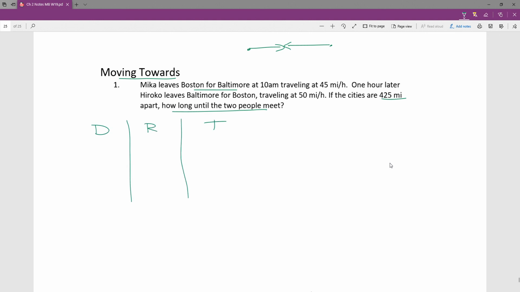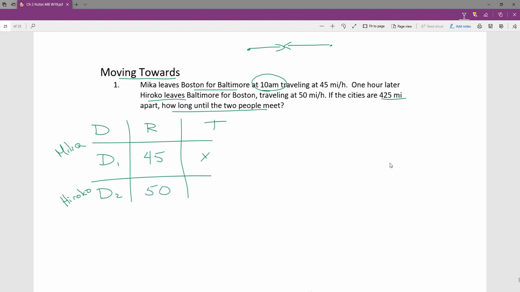So we can sort our information this way. We've got Micah and we've got Hiroko. And let's see what specifics we have. So we have a time o'clock, which we can come back to. And Micah is going at 45 miles an hour and has x amount of time to travel. Hiroko is going the opposite direction, this time going at 50 miles an hour and an hour later. So it's that x minus 1 business. How long until they meet?